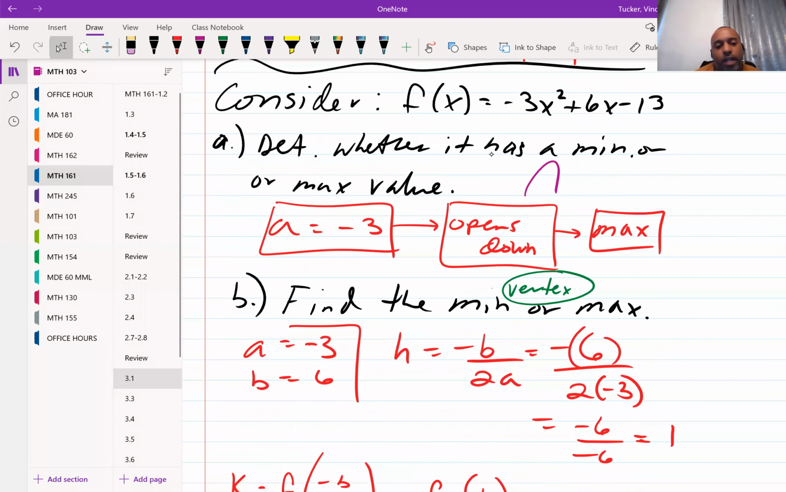So we know A is -3, B is 6. So we want to find H, the x coordinate of your vertex. That's -B over 2A. So plug in 6, plug in -3. -6 over 2 times -3, that'd be -6 over -6, which is equal to +1.